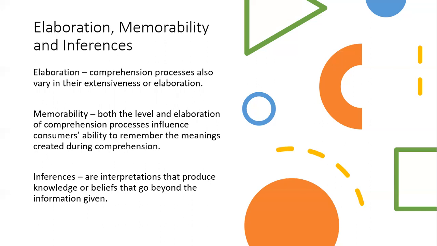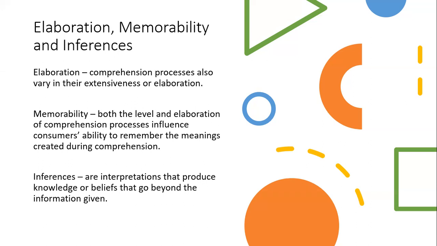Next, elaboration, memorability, and inferences. Comprehension processes also vary in their extensiveness or elaboration. The degree of elaboration during comprehension determines the amount of knowledge, or the number of meanings produced, as well as the complexity of the interconnections between those meanings. Less elaborate comprehension produces relatively few meanings and requires little cognitive effort, conscious control, and cognitive capacity.